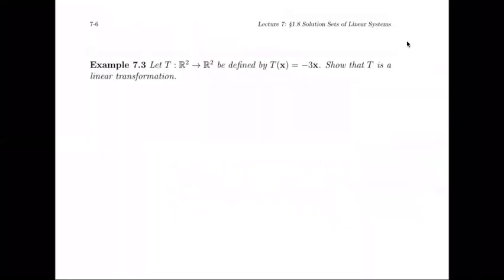So our last example is for a transformation from R2 to R2. We're going to define it as T of X is equal to -3 times X. All right, that's a pretty basic transformation. It's just a scalar product with the vector, right? So that's not too bad. They ask us to show that T is a linear transformation. All right, so we have to show two properties.